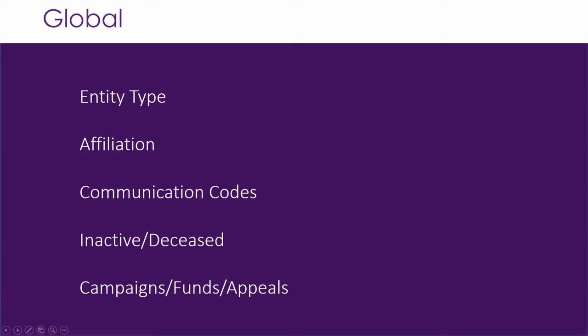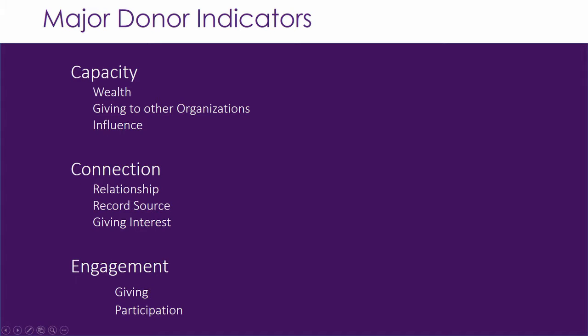And finally, campaigns, funds, and appeals. This triplet gets its own tutorial, but every fundraising system should address on some level of detail the overarching fundraising efforts, specific solicitation appeals, and the funds into which donations are categorized. Again, the terms for these will vary from system to system. Now let's get to the major gift specific codes.